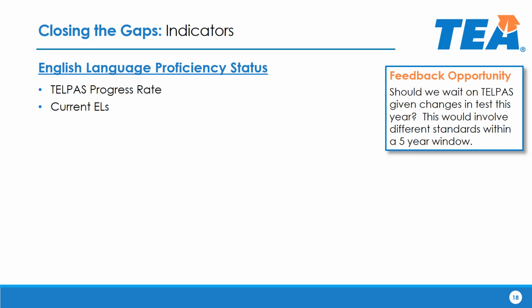The next indicator required by ESSA is the progress of English learners. For that, we're going to use the TELPAS progress rate, which measures performance from prior year to current year as demonstrated by increasing levels on TELPAS. Feedback opportunity here: because of all the changes in TELPAS, should we postpone our integration of TELPAS? Given these changes, we'd have to adjust the domain in a year or two to address this, and we would have to supply the federal government with something that measures English language proficiency status.